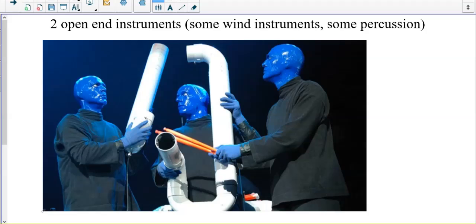So this would be an instrument that is open at 2 ends. He was hitting it at some random spot. Air can escape out the front and it can escape out the top part. And it's going to create certain frequencies of sound.